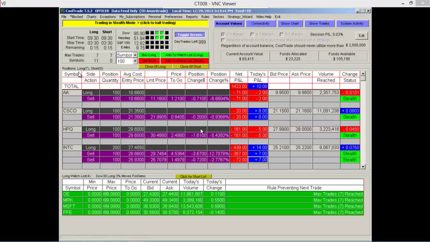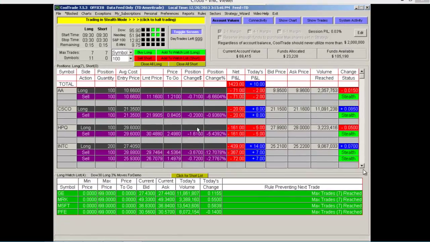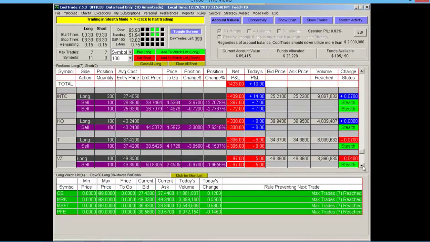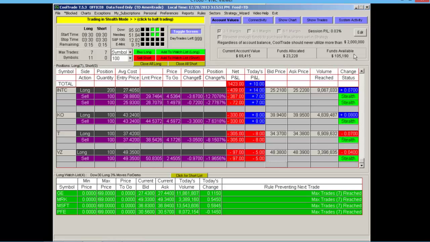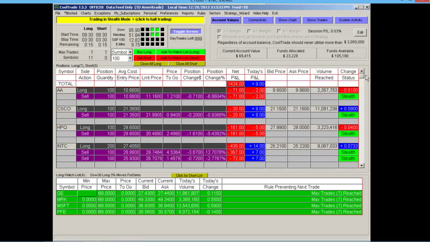So you can see this auto trader is trading 7 positions: Alcoa, Cisco, HPQ, Intel, Coca-Cola, AT&T, and Verizon. So big Dow 30 type companies that move around in solid ranges over long periods of time. Now down below, we've got GE, Merck, Microsoft, and Pfizer. So these are on the watch list. If one of these positions up here closes out, then the auto trader is going to go ahead and bring in one of these positions on the watch list and substitute it out. All of that is done 100% unattended.